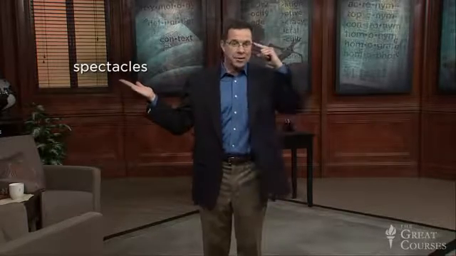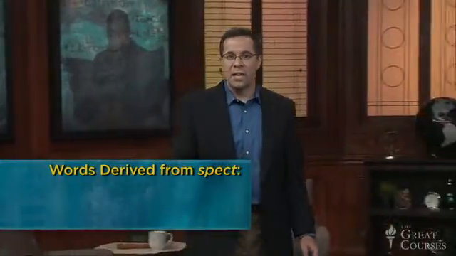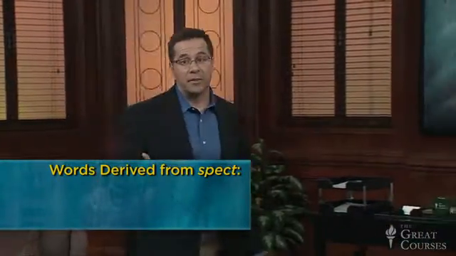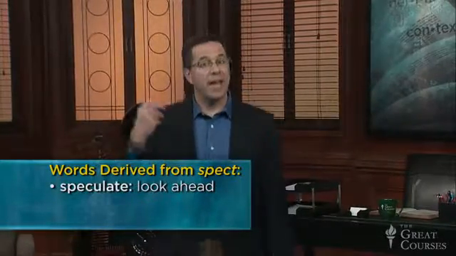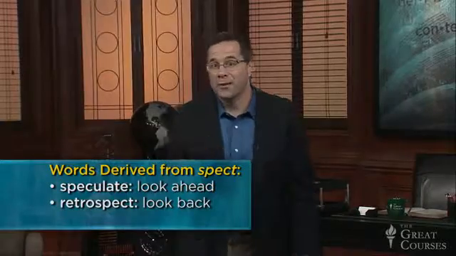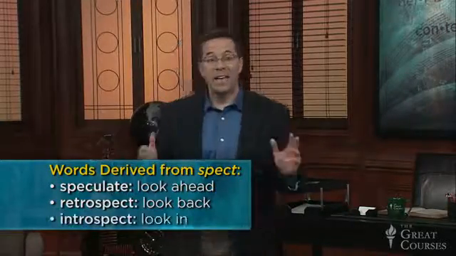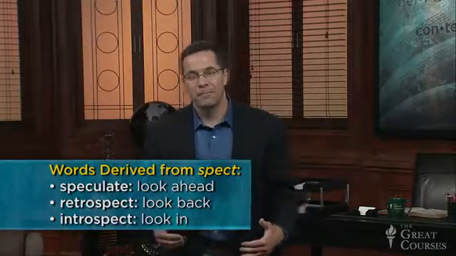Now, my key word for the root spect is spectacles. What do spectacles do? They help you see or look at things. And what's the job of an inspector? She looks into things. What does a spectator do? He looks at things. Listen to these other words derived from spect, all having to do with looking. Speculate, to look ahead. Retrospect, to look back. And introspect, to look in.